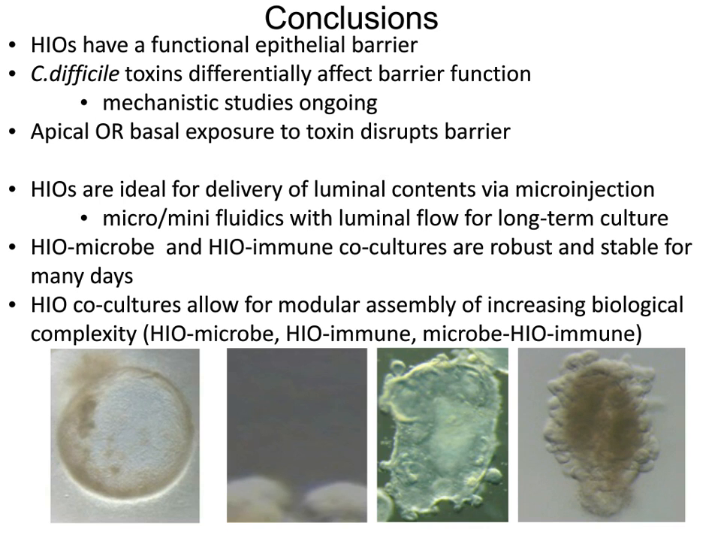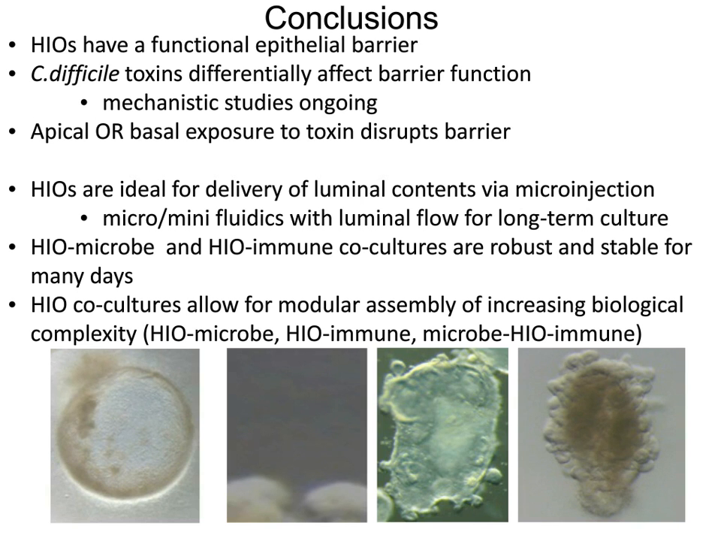It seems that both apical and basal exposure to the toxin disrupts the barrier. Intestinal organoids seem to be ideal for delivery of luminal contents via microinjection, and so those were the studies with the bacteria I showed you at the end, and being able to inject the phenol red dextran into the center of these organoids.